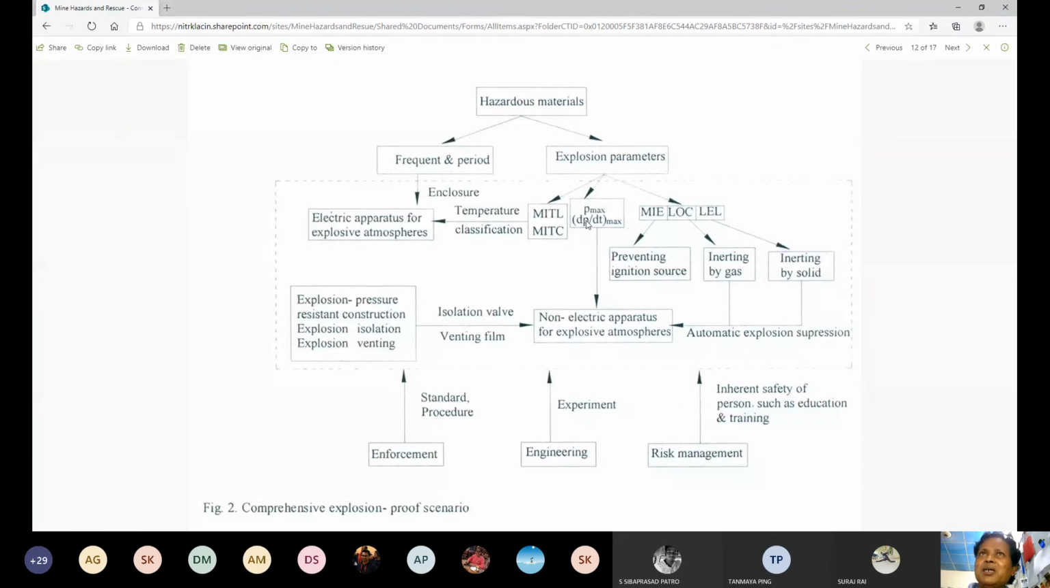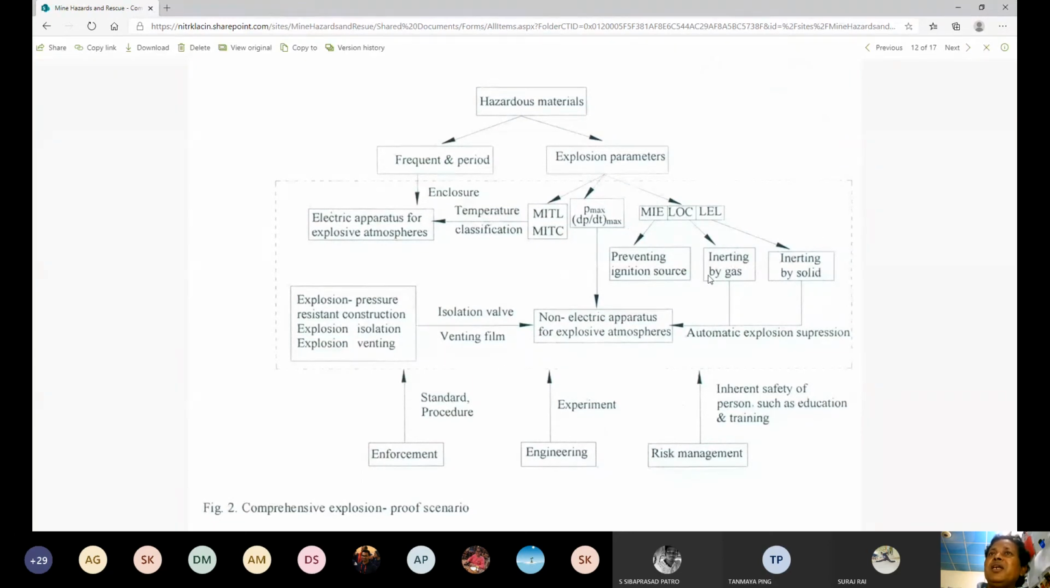What is the Pmax, maximum pressure, dP/dt? What is the maximum pressure rise, dP/dt? Then what is minimum ignition energy? What is limiting oxygen concentration, limiting energy level? These are the preventing ignition source. If you prevent the ignition source, then you should use non-electric equipment for explosive atmospheres. You should not use electricity inside the underground mine if there is a coal dust explosion problem.